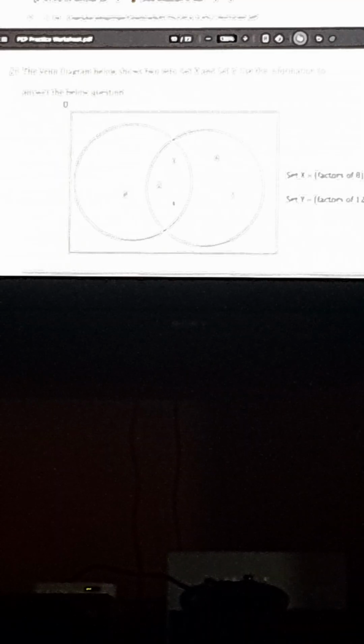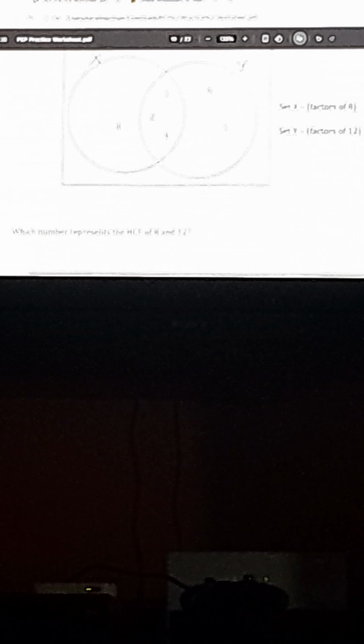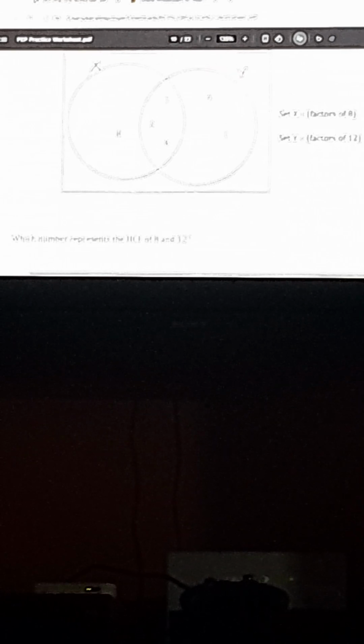The Venn diagram below shows 2 sets, X and set Y. X is the factors of 8, Y is the factors of 12. Sounds good to me. Which number represents the HCF of 8 and 12? Let's go find that in the answers.